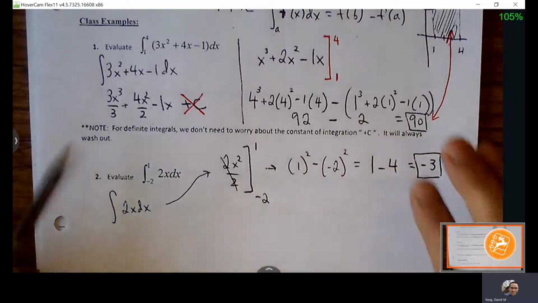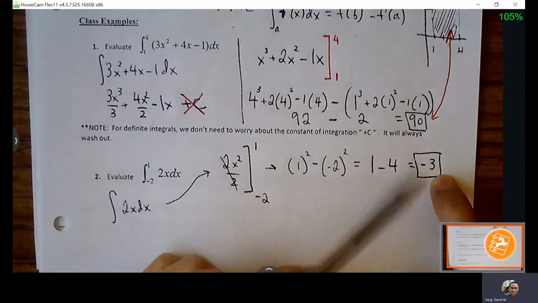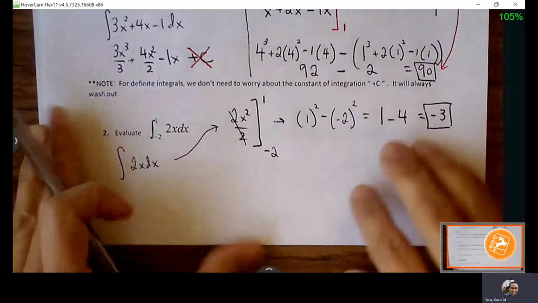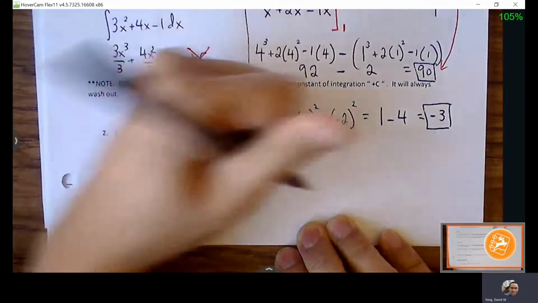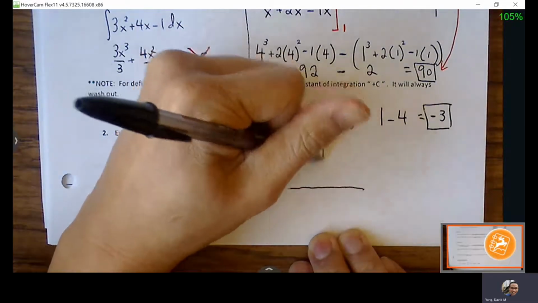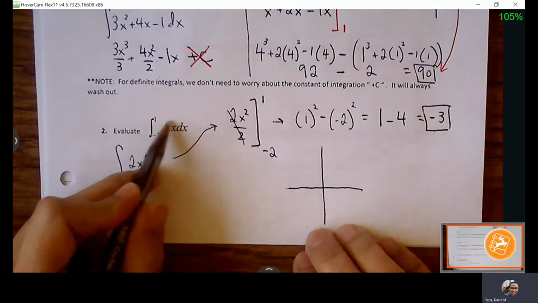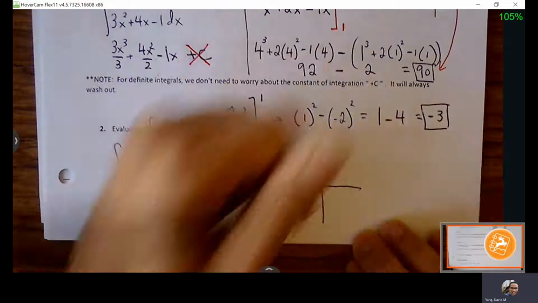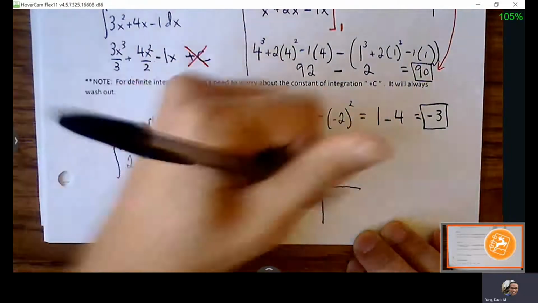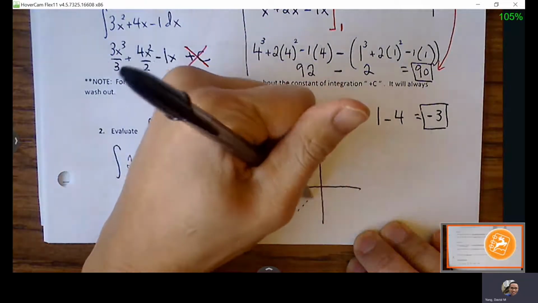Sort of. Let me show you what this is really, why that's giving us a -3. Okay, let me show you what it's really giving us. Imagine you have the graph that's 2x. You find the region between -2 and 1 under this 2x graph. But 2x is actually going to be a linear graph that looks like this.